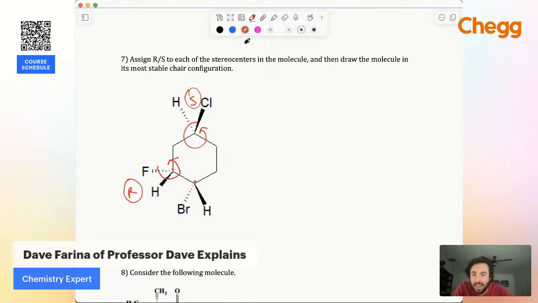Okay, finally, we have this guy. So we've got the highest priority group is bromine, lowest priority group is hydrogen. And then once again, we've got fluorine on that carbon and no substituent over here. So that is going to be like that. And once again, we have the lowest priority group towards us. So we can invert that arbitrarily and then invert our answer. So this looks like it is going clockwise. So it should be R, but we invert our answer. And so that is actually going to be S. So we've got SRS.